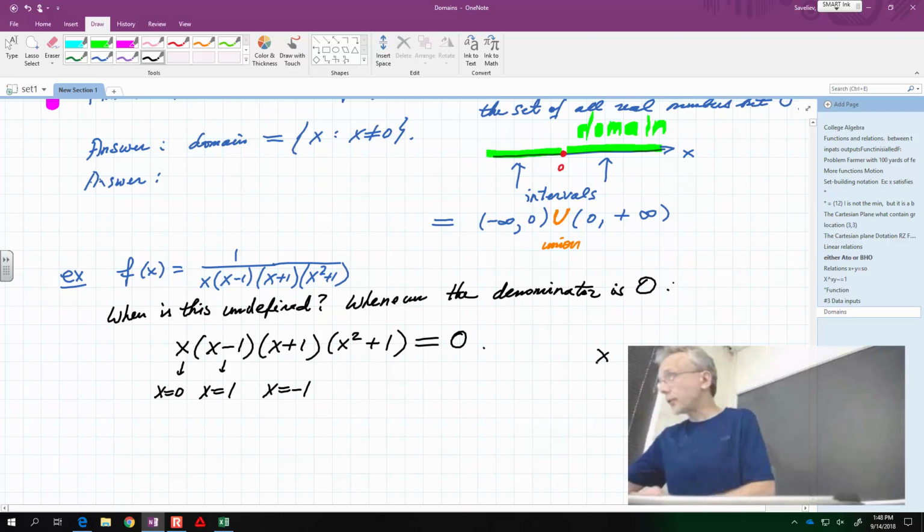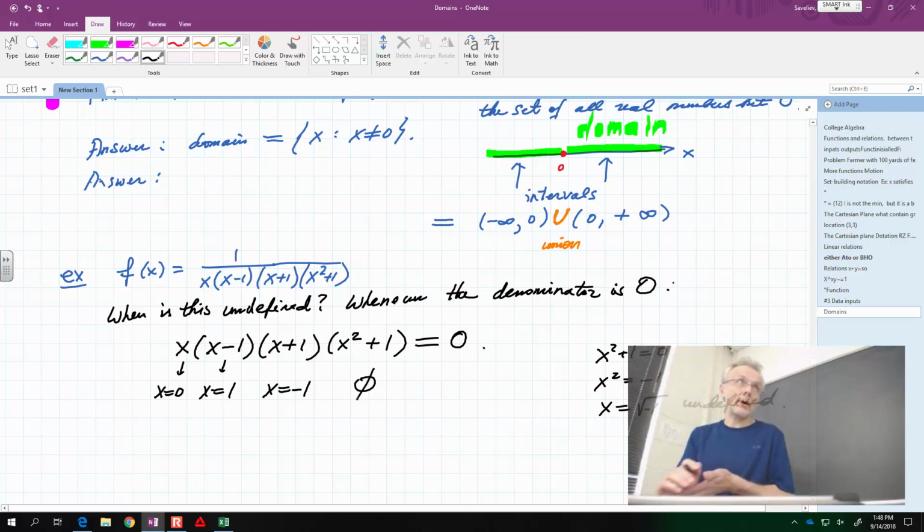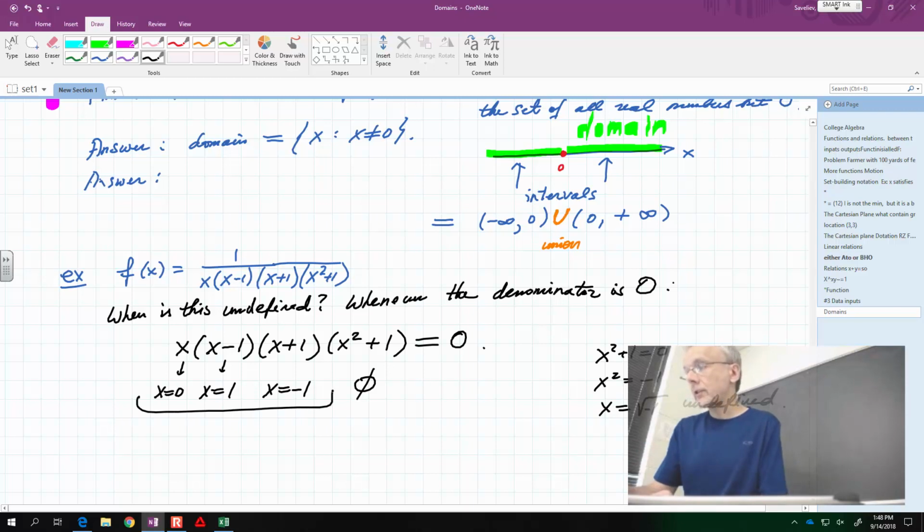Well, if you're not sure, you just take x squared plus 1, set it equal to 0, then x squared is equal to negative 1, so x is equal to what? Square root of negative 1. Which is what? Undefined, that's right. It's not a real number, so there is no such number. So x squared plus 1, as long as x is real, will never give you 0. That's the good news. So these are the only ones that you have to exclude. The answer is all reals but 0, 1, negative 1.